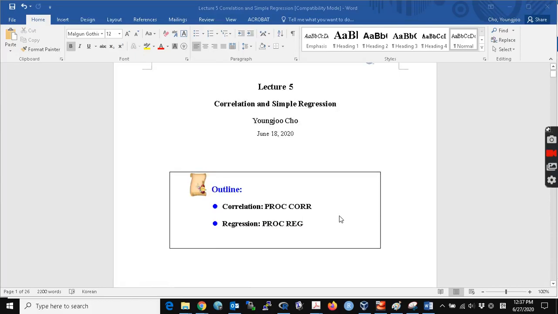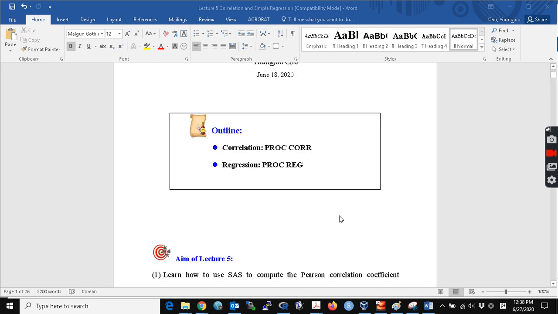Let's get started. So today I'm going to talk about correlation and simple regression. When we have two variables, we are interested in two continuous variables. We are interested in the correlation between two variables, which means that when one variable increases, what's going to happen to the other variable: does it increase or decrease? So we want to look at the relationship between two variables. That's the correlation.